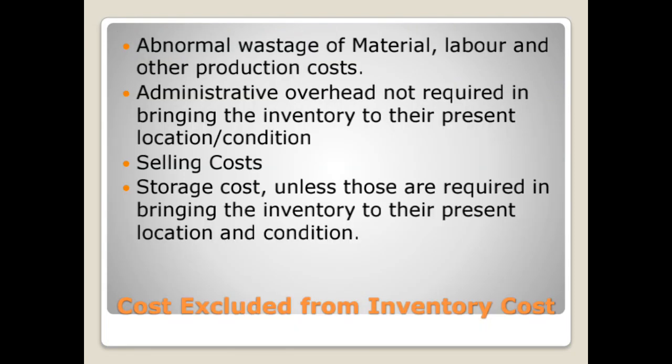Now, which are the costs that are not included in inventory cost? Abnormal wastage of material, labor, and other production cost. Administrative overhead not required in bringing the inventory to their present location and condition. Selling cost. Storage cost unless those are required in bringing the inventory to their present location and condition. So all the administrative overheads, abnormal cost, and the storage cost which are not required in bringing the inventory to their present location and condition are not included in cost.